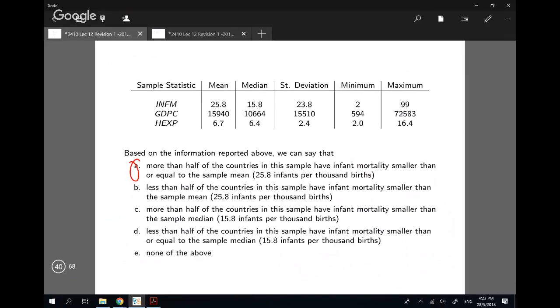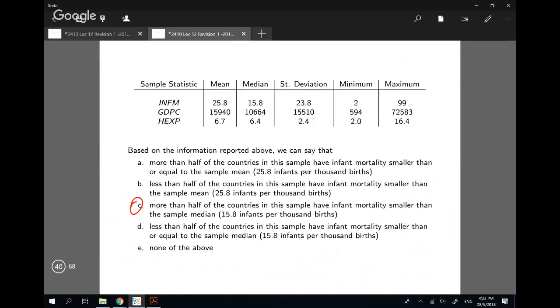Oh, is it wrong? Oh, so the answer is wrong. Sorry. More than half the countries in the sample have infant mortality smaller than the sample median. Ah, shoot. What is wrong? C is wrong, I'm sorry. Why is it wrong? Because it's more than half. It's exactly half, not more than half.